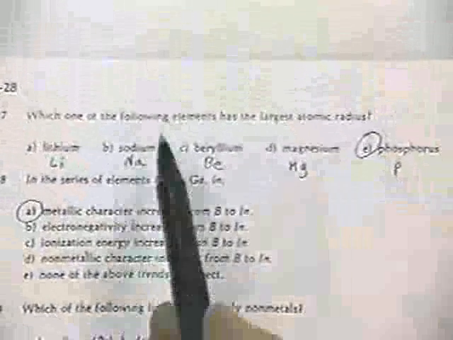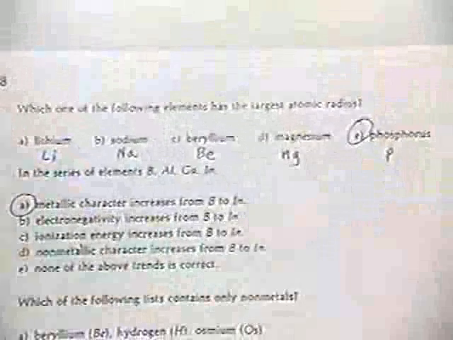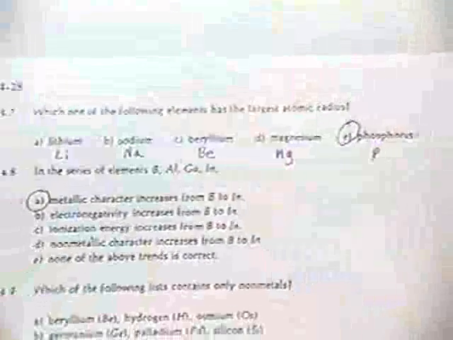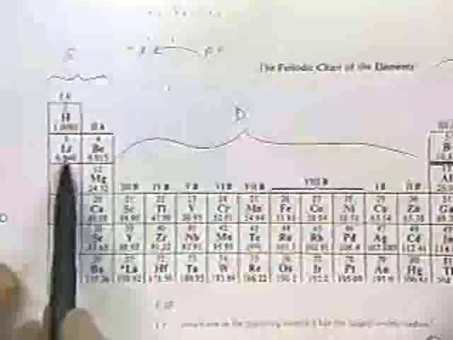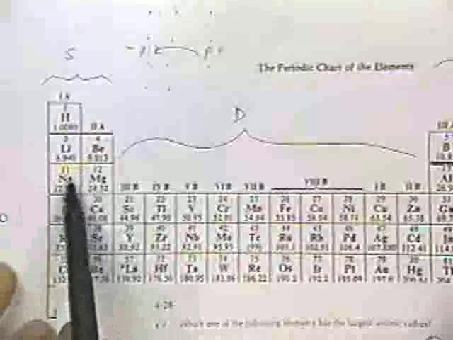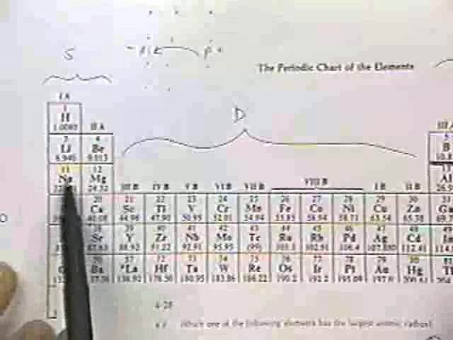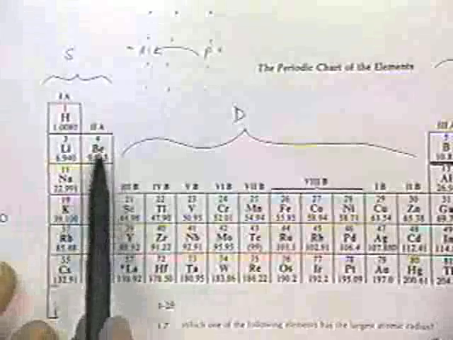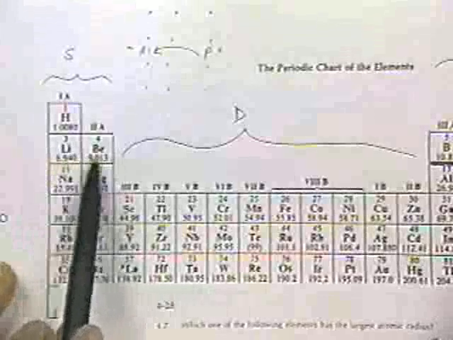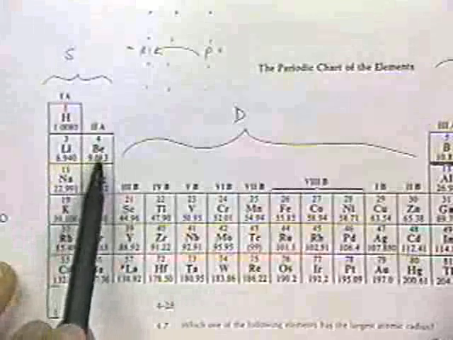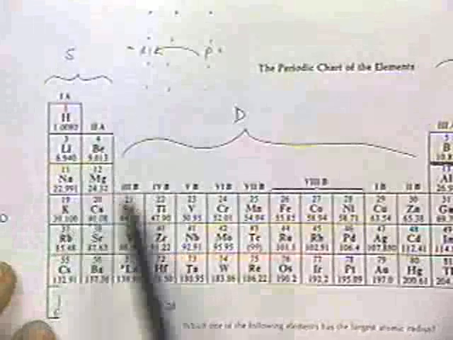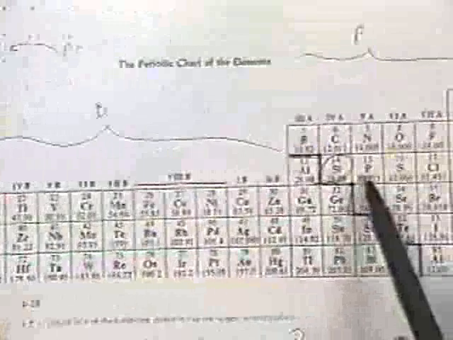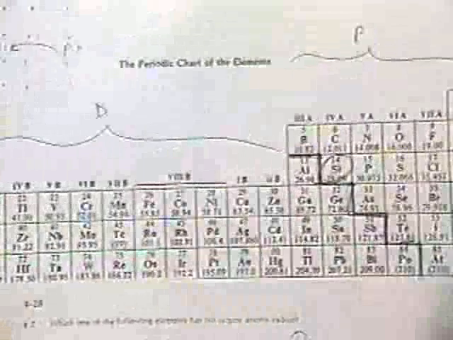This next question is, which has the largest atomic radius? Well, you need the periodic table in order to see this. Here's lithium. Then we go to sodium, so it should be getting a little bit bigger because we're adding more electrons to it. Beryllium. Here, we're adding more electrons to it, so that should get bigger. Magnesium is over here, but take a look at phosphorus. It's way over here at the right, has lots of electrons, so that's going to be the biggest atomic radius.